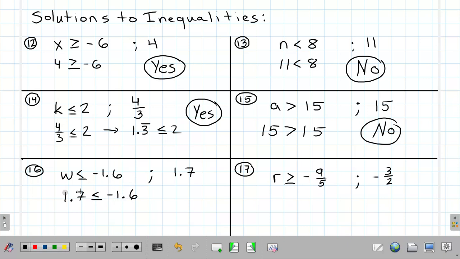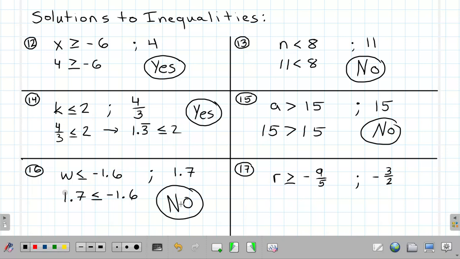So what does that mean for this? Well, we can't have a positive number be less than, let alone equal to, a negative number. We can't have a positive number be equal to a negative number. We can't have a positive number be less than a negative number. So the answer here, without even looking, you don't even have to look at the numbers. You can just tell one's positive, one's negative. Well, the positive's on the wrong side. The positive should be bigger than the negative. So in this case, the answer for number 16 is no.